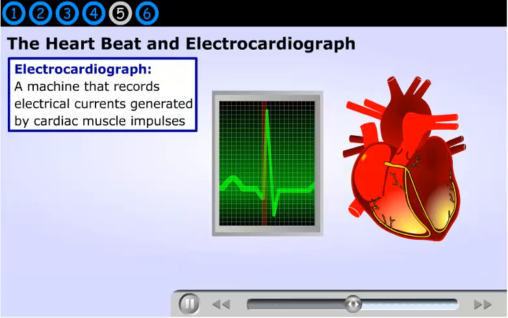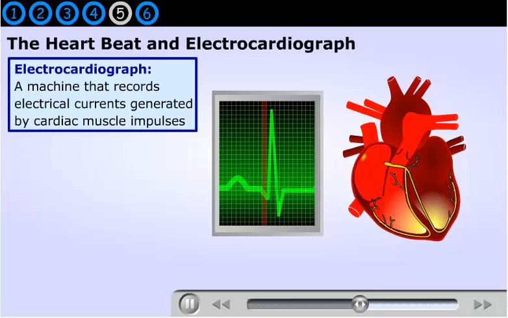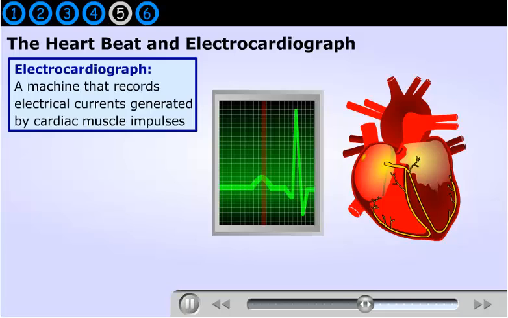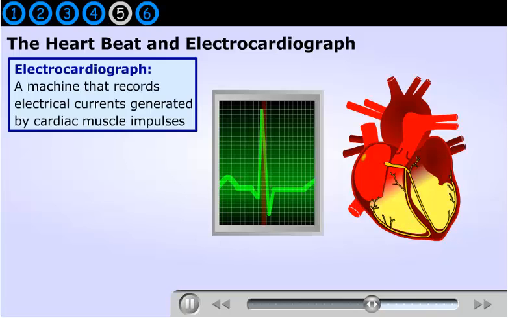Let's watch this sequence of contractions again, this time watching an electrocardiograph trace of the impulses. An electrocardiograph is a machine that records electrical currents generated by cardiac muscle impulses. First, the SA node generates the wave of impulses. Next, the atria contract. After this, the impulses are delayed for a short time. Now they move to the heart apex. And finally, they initiate contraction of the ventricles.